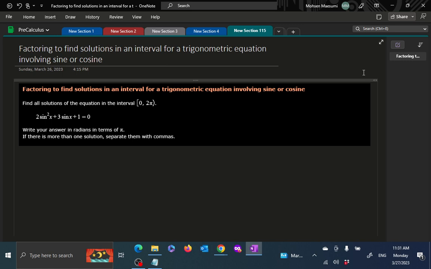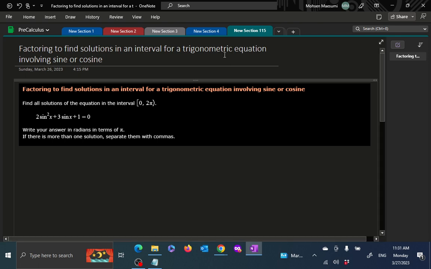Hello, welcome to our pre-calculus. Topic today is factoring to find solutions in an interval for a trigonometric equation involving sine or cosine. Another way of describing the topic today is mixing quadratic equations with trig equations. That's what we are after.